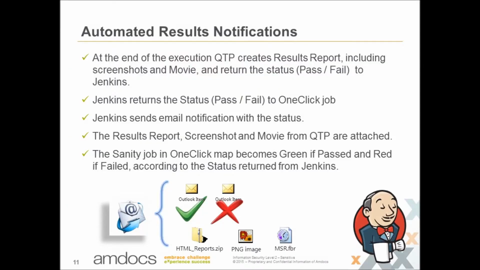Automated results notification. At the end of the execution, QTP will create a report. The results will be sent to Jenkins, and from Jenkins it will be sent to one click. The results will include screenshots and even a movie in case of failures. The sanity jobs in the one-click map will become red or green according to the status.